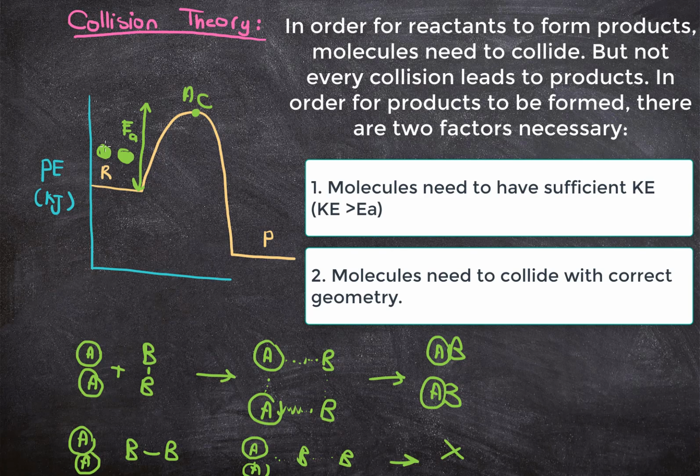Once again, factor number one: molecules need to have sufficient kinetic energy, which is kinetic energy greater than or equal to activation energy. Factor number two: molecules need to have correct alignment or geometry. And this is just a concept. We never see how they look when they're colliding, but you have to understand that just because a collision occurs, it doesn't mean that you're going to form a product. But once you have factors number 1 and 2, then we're going to have a successful collision. And when we have a successful collision, that means now the products can form.